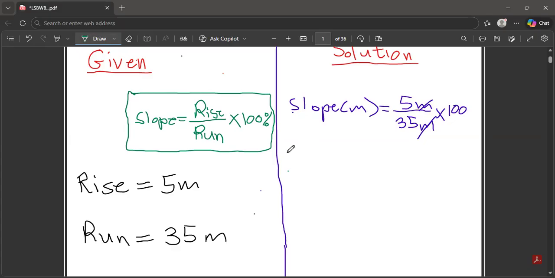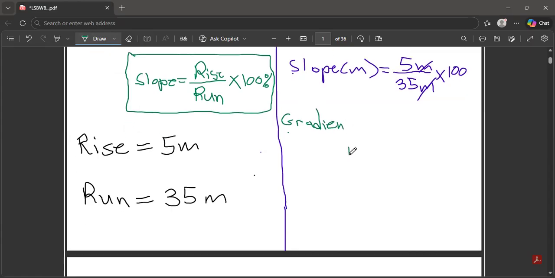So finally, we can say that our gradient, and if I say gradient, don't get confused because the gradient is the same as the slope, is equal to 1 over 7 times 100.